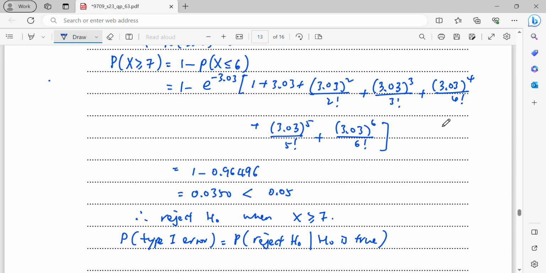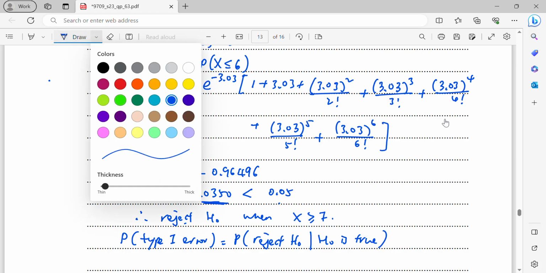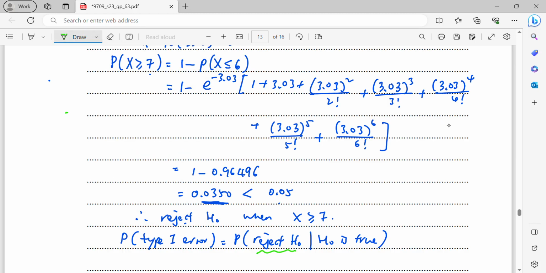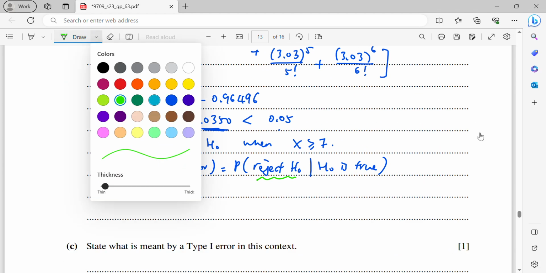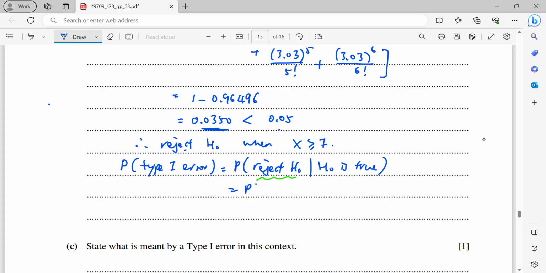Then from here I found that when x is greater than or equal to 7, the probability is less than 0.05, which means it will be rejecting H naught. So it tallies with this definition, the probability of rejecting H naught. This is basically the same as P of x greater than or equal to 7. I have done the calculation here, and this is 0.0350. So this is the solution for part B.